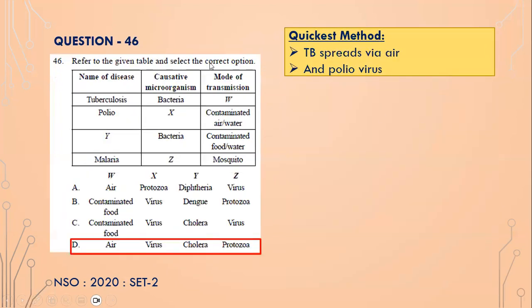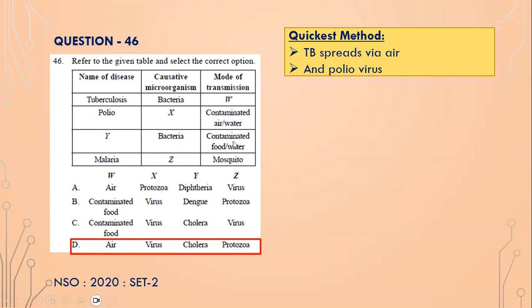Refer to the given table and select the correct option. Again, easy question. Tuberculosis is caused by bacteria and it is spread through air, isn't it? It is spread through air. Polio virus is caused by virus. So air and virus, that's it.